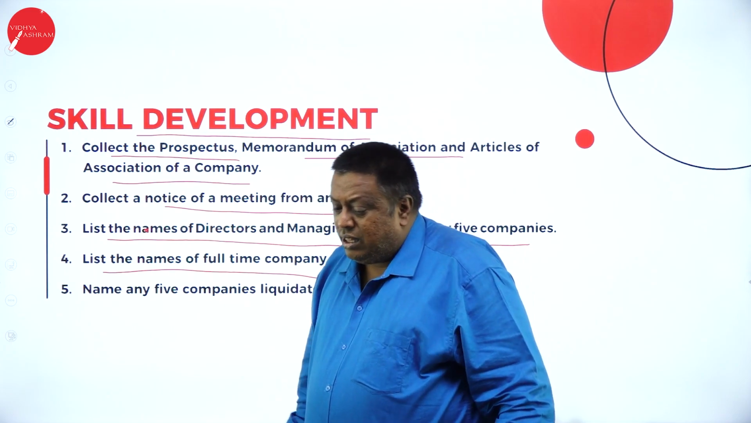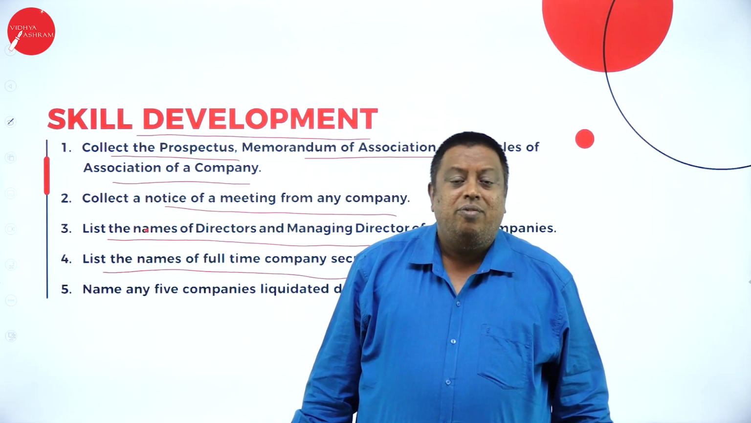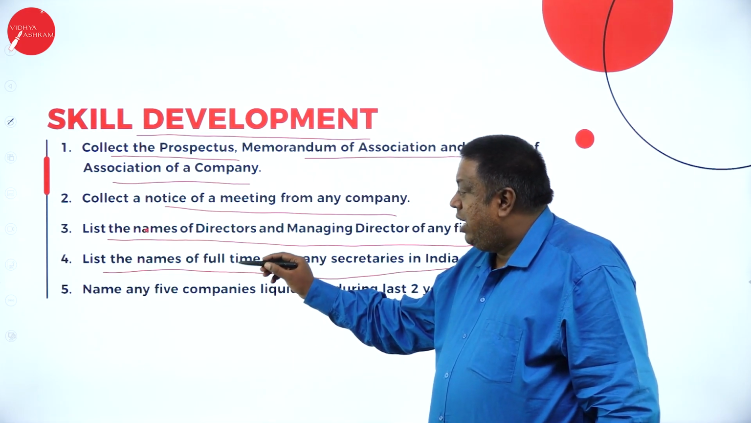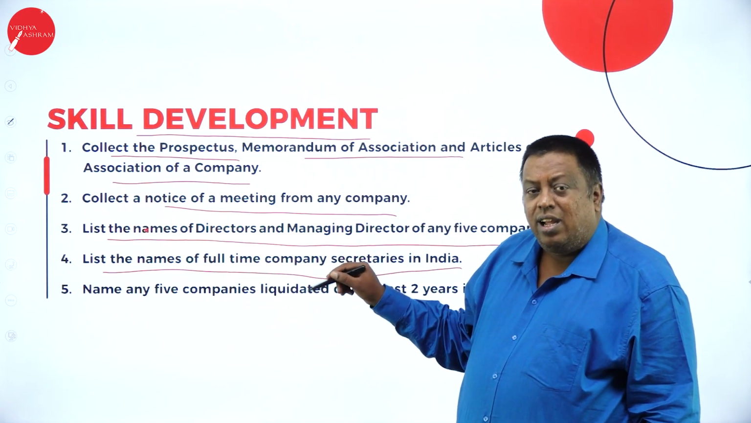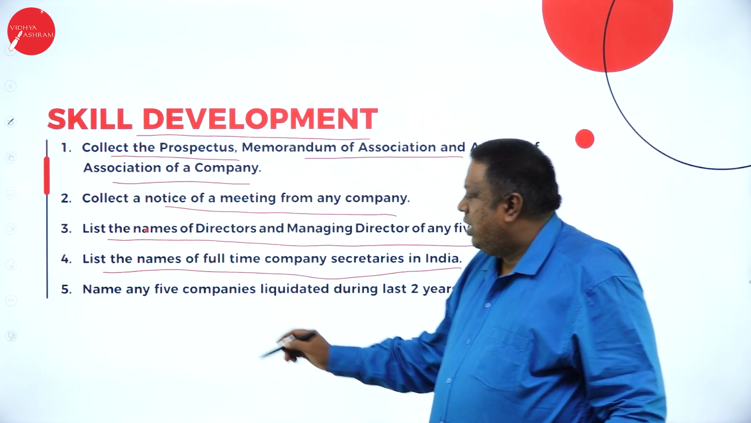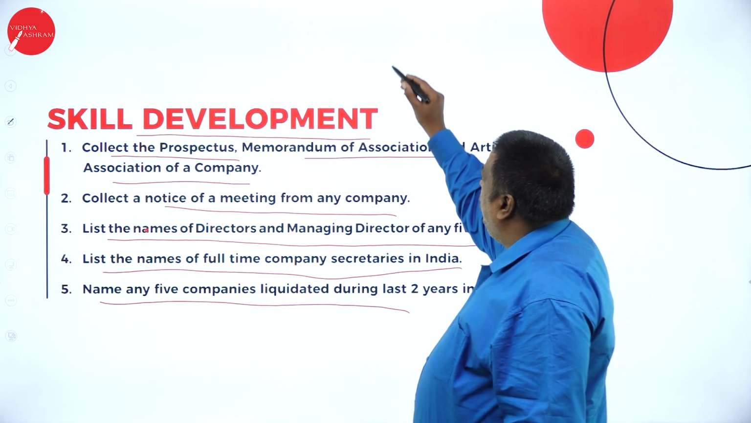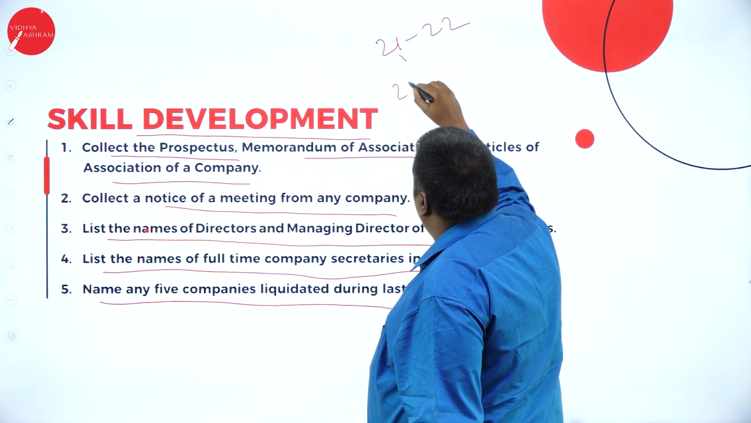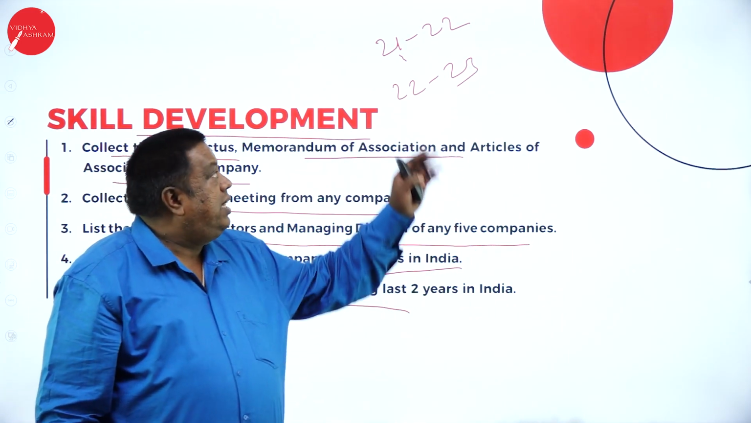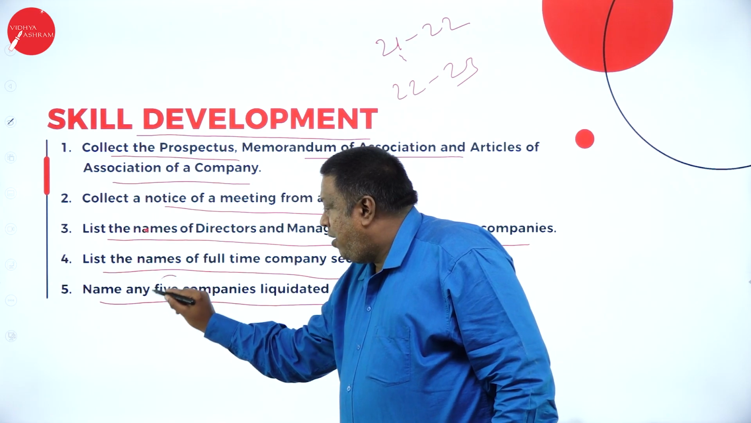In India, there are people who are working as part-time secretaries or as consultant secretaries. For our purpose and your knowledge, we need to know how many people in India are working as full-time company secretaries, and we need only 5 companies. A list is enough for us, and it is not required beyond that. And the last one, name any 5 companies which have been liquidated during 2021-22 and 2022-23. The companies which are liquidated means the companies which are closed during these 2 years. Mention the company's name. It should be 5 companies.